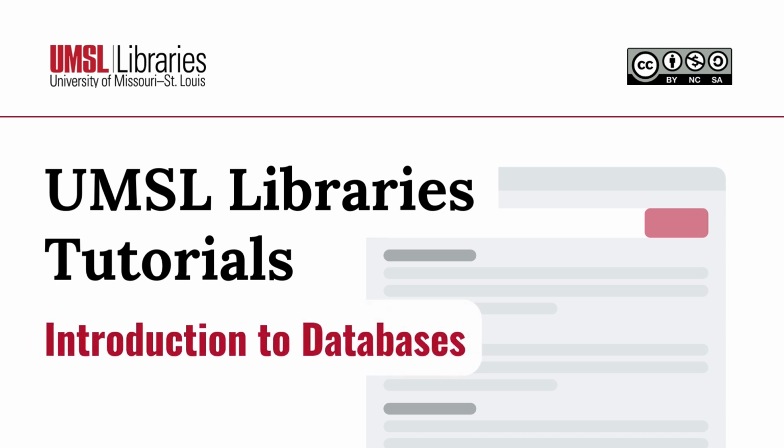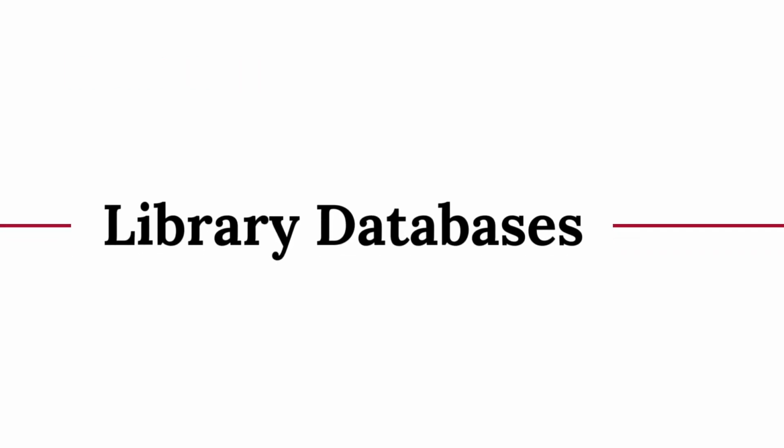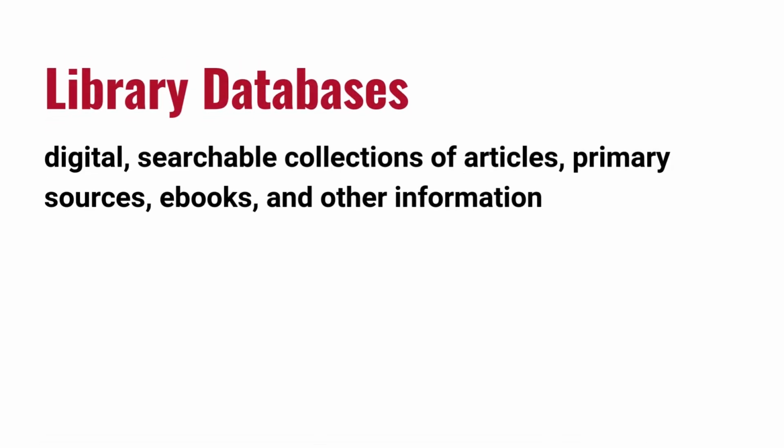In this video, we provide a short overview of library databases. We cover different types of databases and how to find them, and provide a basic search demo of the APA PsycInfo database. Databases are digital, searchable collections of articles, primary sources, ebooks, and other information to support your research.